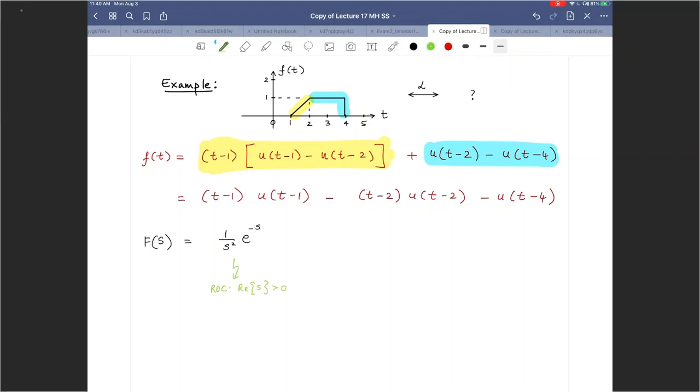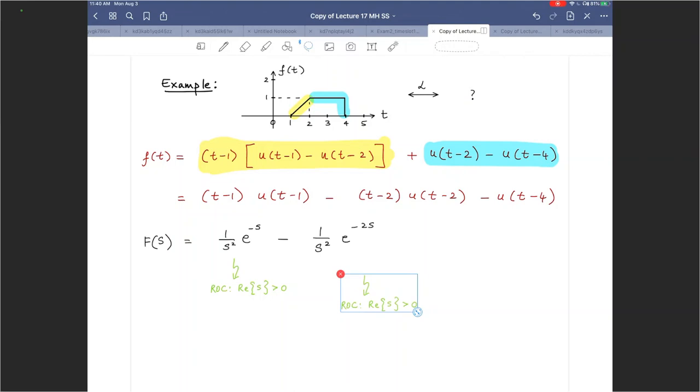Next, minus t minus 2 u of t minus 2. Same thing, 1 over s squared multiplied by e to the minus 2s now. And the region of convergence is going to be exactly the same.